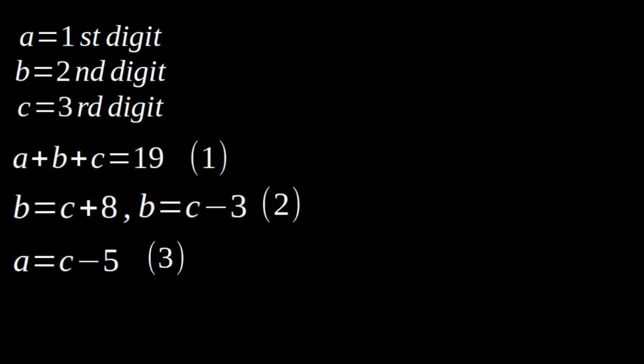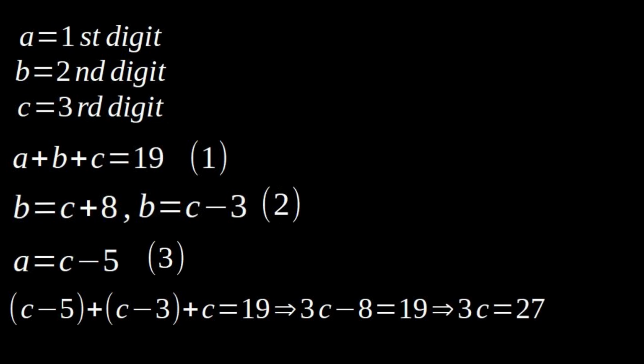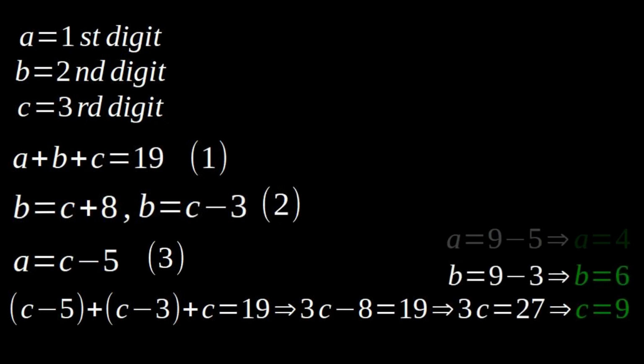Let's now look at the second scenario, B equals C minus 3. So we plug in this equation and the third equation into the first equation, and it becomes C minus 5 plus C minus 3 plus C equals 19. And we do the calculations, and we end up with C equals 9. So we plug in this value into the third equation, and A equals 4 and B equals 6. So we end up with the age 469.